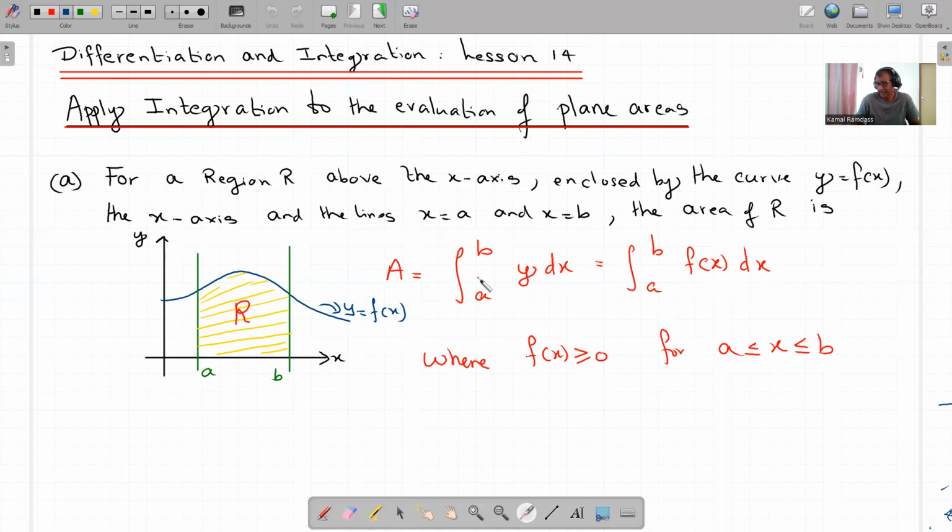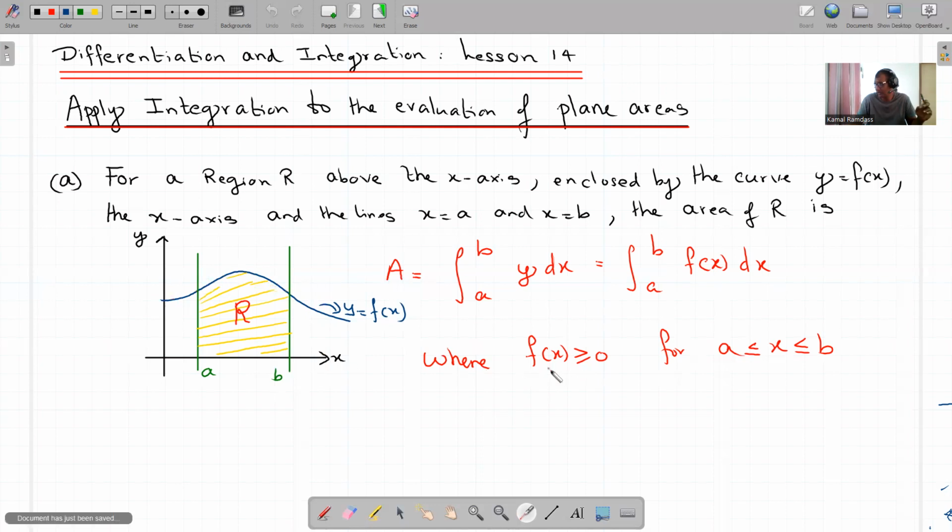Et c'est une definite integration of a to b, boundary values are a and b, y dx. Ou bien integration of a to b, f of x dx, where f of x is greater than 0. Bon, bien comprends que ça curve là is above the x-axis for x greater or equal to a and less or equal to b.